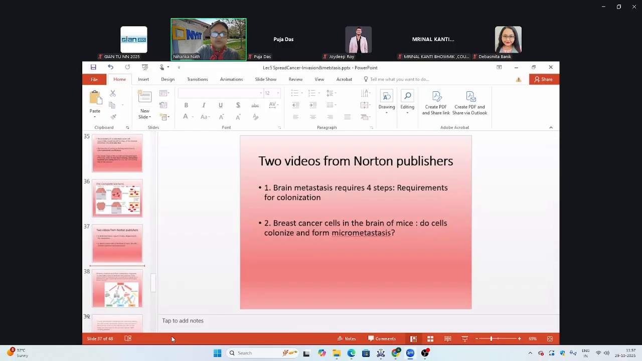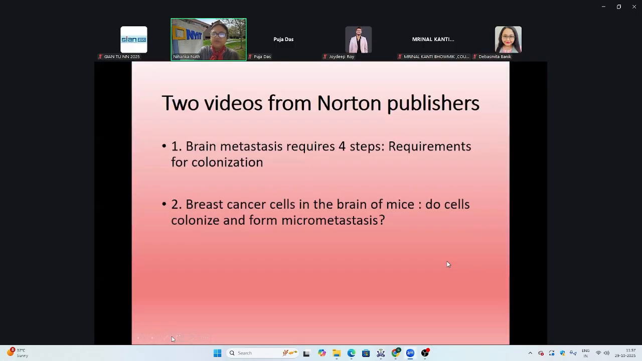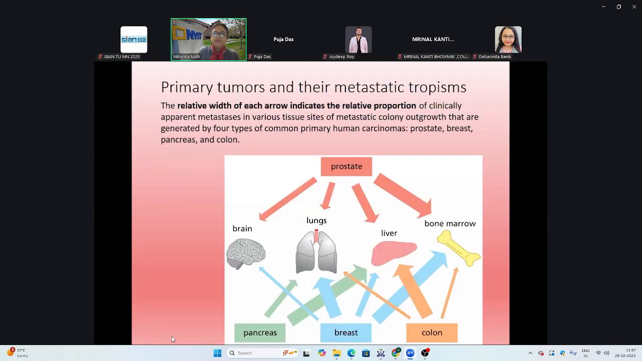So those were the two videos, and I will just end it with a bit of a summary. Colonization is not so easy. Vascularization is also not so easy. And this is a diagram that shows you that not every primary tumor has a tendency to flourish.